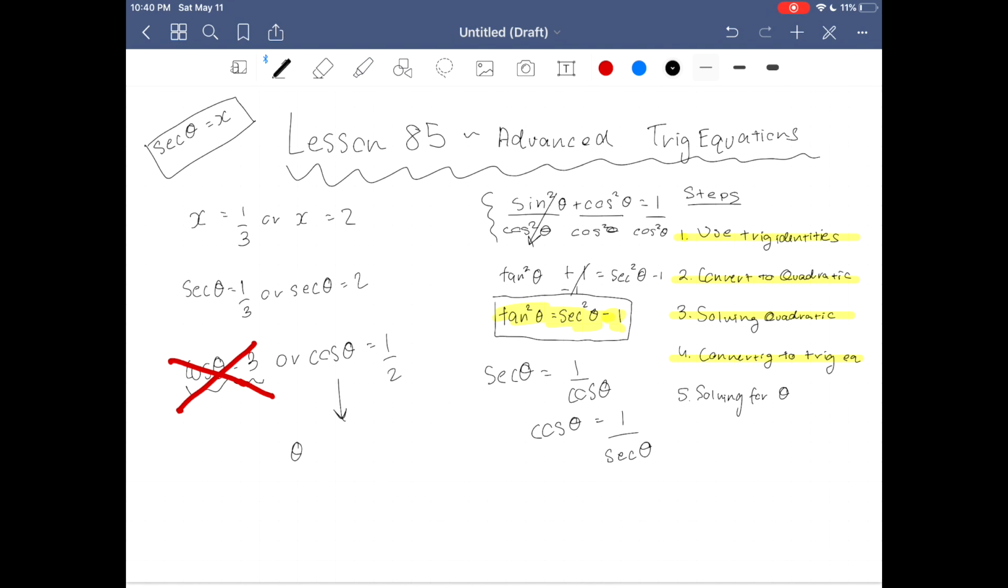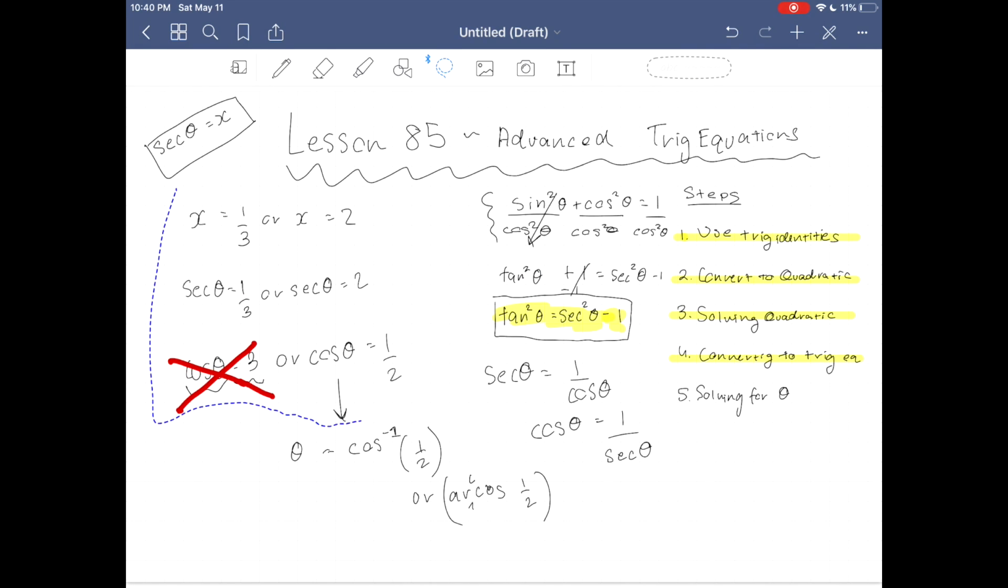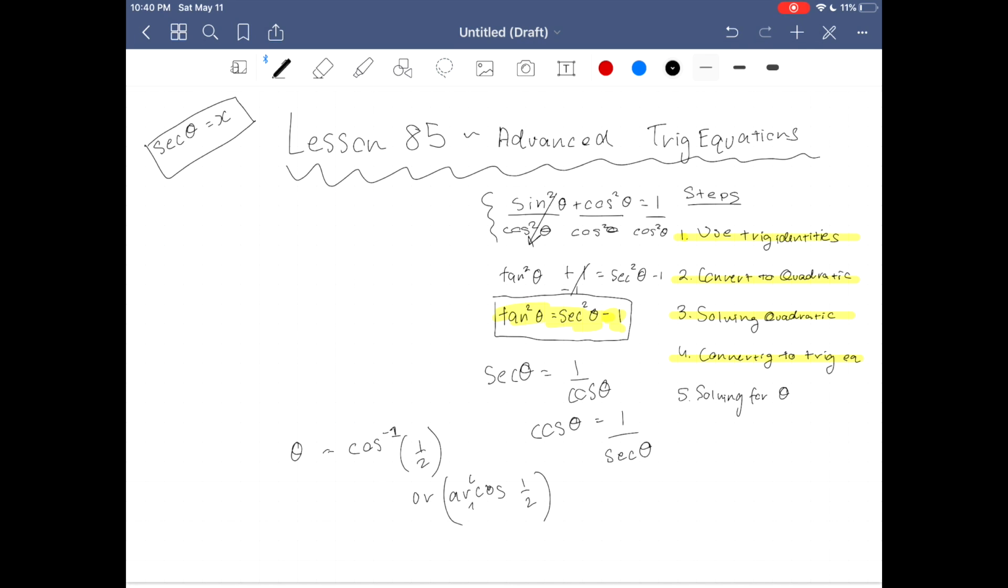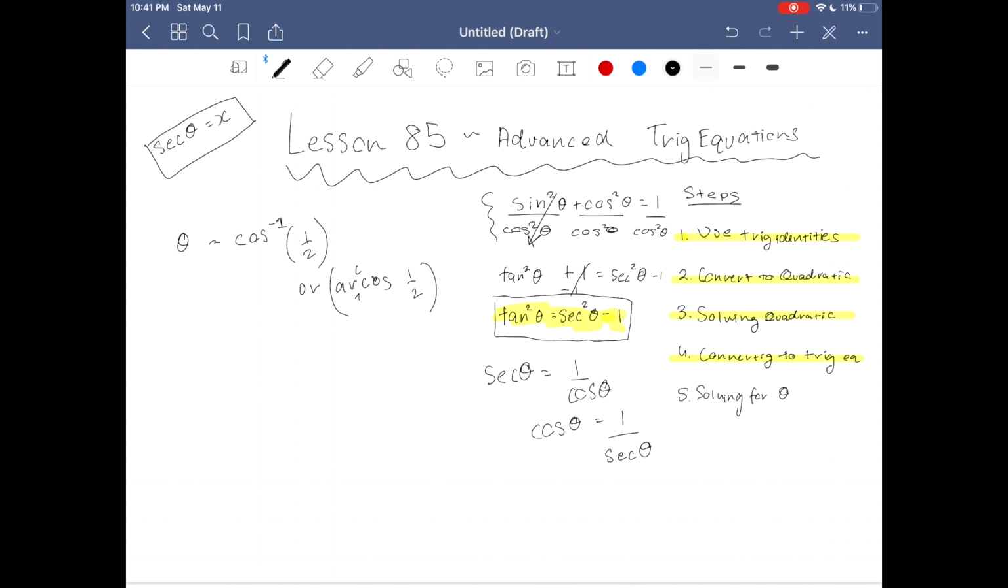And now to solve for theta, theta is just equal to the cosine inverse of 1/2, or if you want to represent it, arc cosine of 1/2. And let's get rid of this part up here. So now, let's move this up here. And now you have theta is equal to cosine inverse of 1/2, which if you know your unit circle, you will know is 60 degrees. Or if you like radians, it is pi over 3.